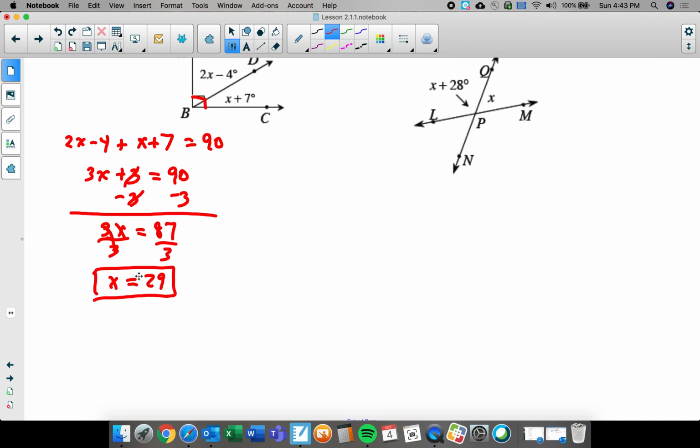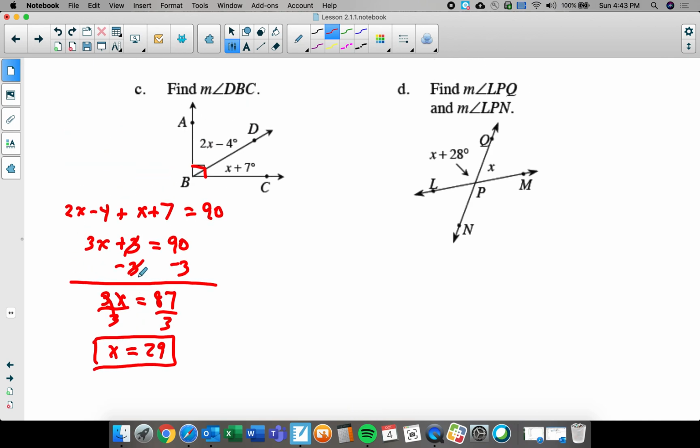But now, once again, if we take a look back up at the problem, it didn't ask you to find x. It asked you to find the measure of angle DBC, which is the bottom angle. DBC. And so if I plug that back in, 29 plus 7 gives me an answer of 36. That is a 36 degree angle right there.